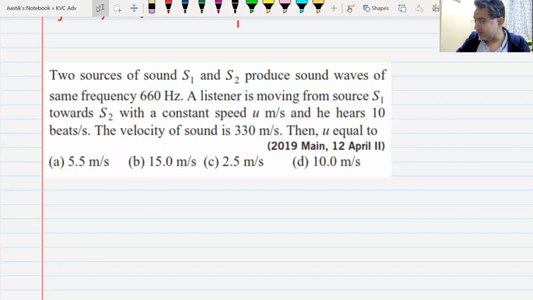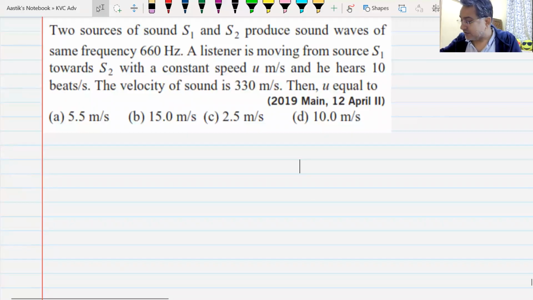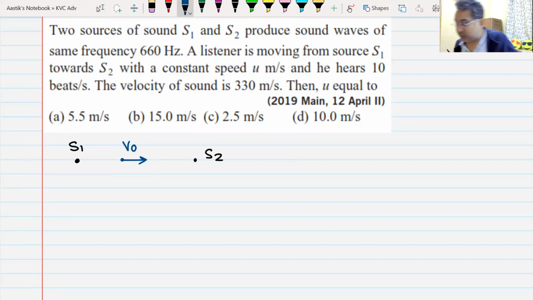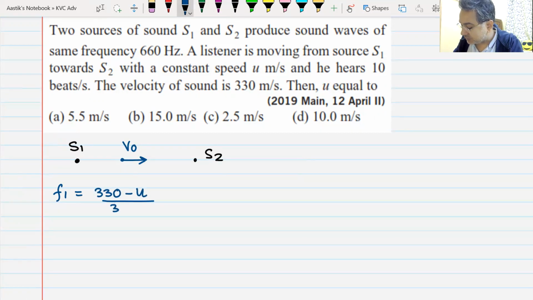2.5 meter per second is the correct answer. What you have to do is just draw a simple diagram. Let me call this S1 and this S2. Both the sources are stationary. The observer is moving with a velocity v naught like this. So what is the frequency heard from the source, F1? The frequency heard from the source, F1, will be 330 minus u divided by 330, multiplied by 660.